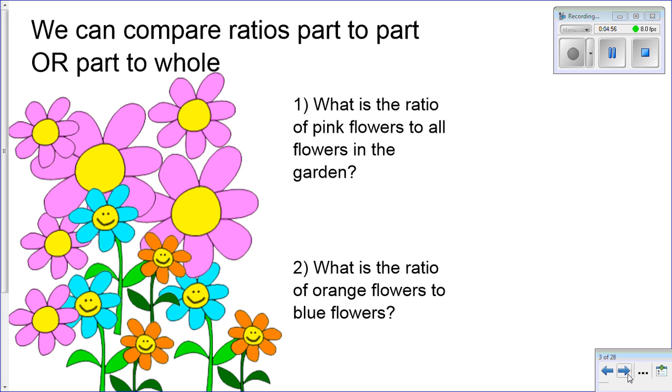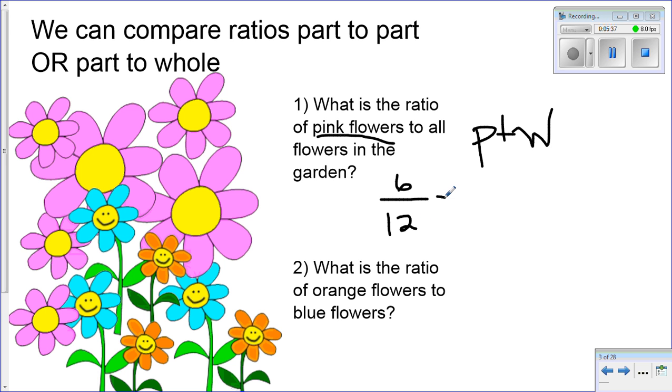What is the ratio of pink flowers to all the flowers in the garden? This is a part to whole example because pink flowers represent part of the garden and all of the flowers in the garden represent the whole. So let's make an observation. 1, 2, 3, 4, 5, 6 pink flowers. And how many flowers do I have all together? I have 1, 2, 3, 4, 5, 6, 7, 8, 9, 10, 11, 12.